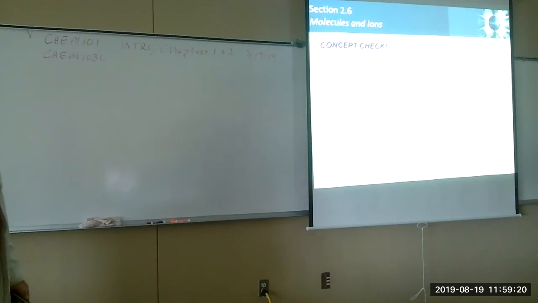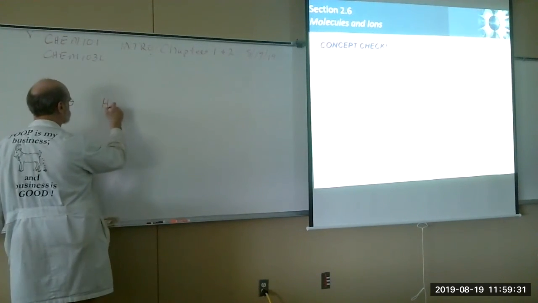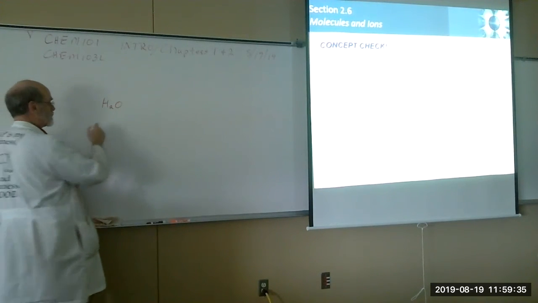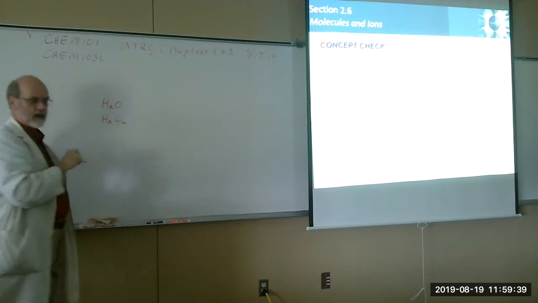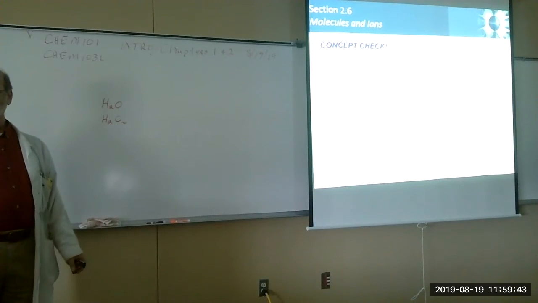A given compound always has the same relative numbers and types of atoms. That's true, still true. So if we have 2 hydrogens and 1 oxygen, we have water. But if we do a different ratio, 2 hydrogens, 2 oxygens, you get hydrogen peroxide. Completely different behaviors, right?